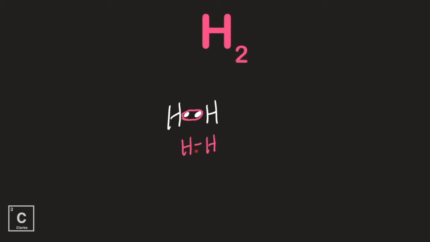Hydrogen can only make 1 bond. This hydrogen has 1 bond. This hydrogen has 1 bond. Okay, so that's hydrogen gas. Let's look at another example.